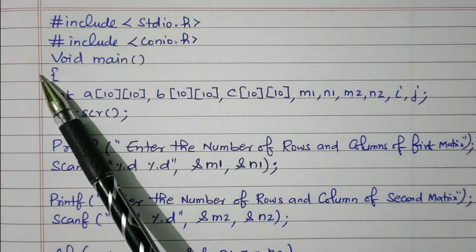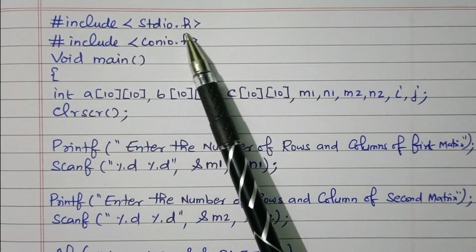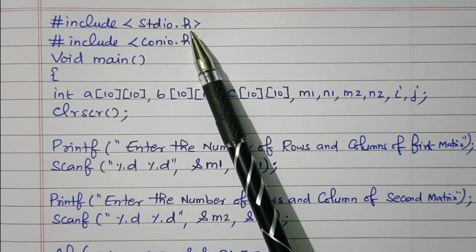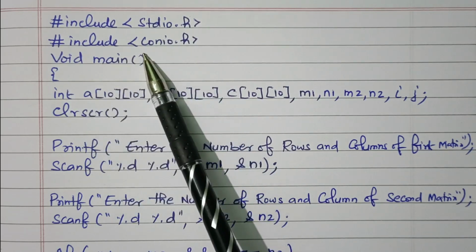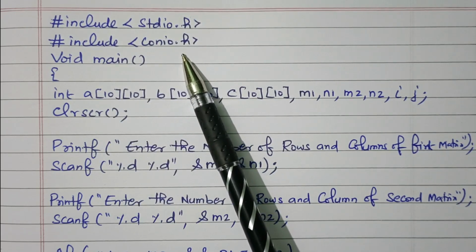First we'll include the header files. Hash include stdio.h, standard input output header file. This is used for printf and scanf. Then hash include conio.h, console input output header file. It is used for clear screen and getch.